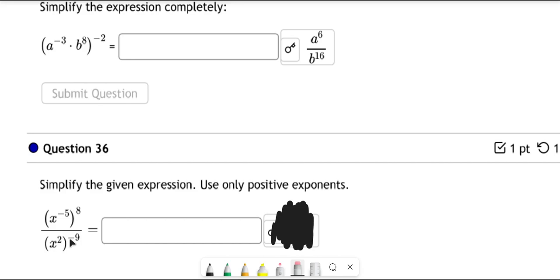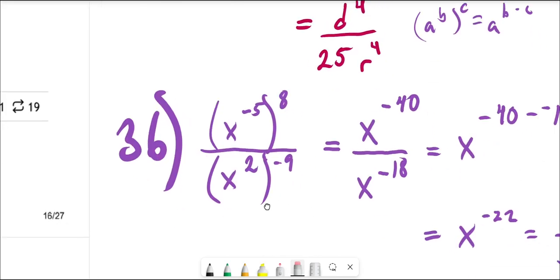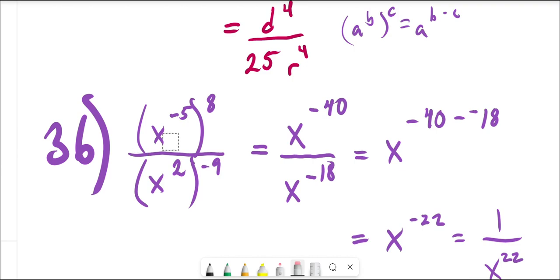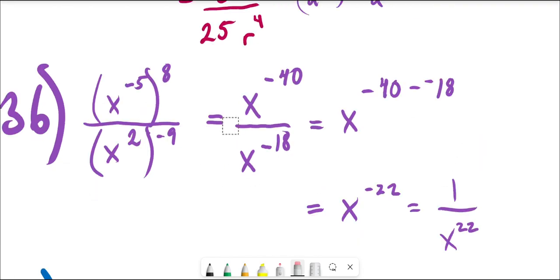put that over x to the 2 to the -9. So we need to take care of this power to a power thing first before we can take care of the quotient. That's essentially order of operations. Again, power to a power is the product of powers. So -5 times 8, that's -40. 2 times -9, that's -18. And now, as we saw, the quotient of like bases is the difference of those powers. And minusing -18 gives me a total of -22. We slide that to the bottom as a +22, and we're done.